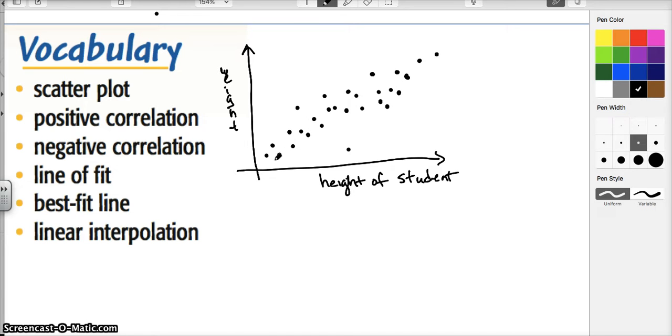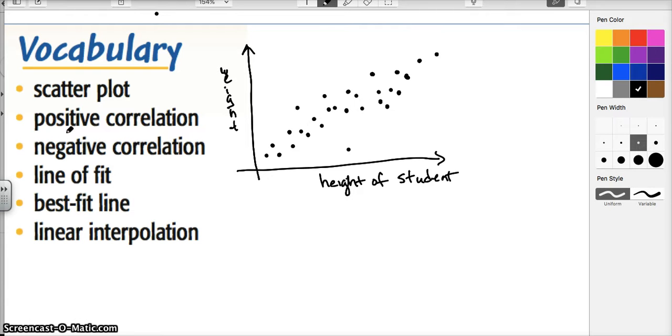And so I have a scatter plot here, which is basically data represented on a chart with two or more variables, generally two variables. So we might say each point represents a data point, or like in this case, a person. All right. So each point represents a person.